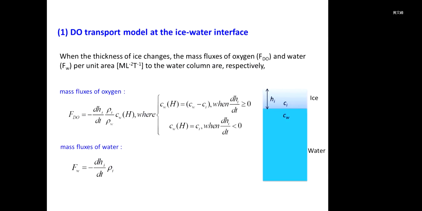When the thickness of ice changes, the mass fluxes of oxygen and water per unit area to the water column can be derived from the two equations below. And according to the observations of DO concentrations in ice and the underlying water layer, we can estimate DO and water mass flux through the ice-water interface, according to these two equations.